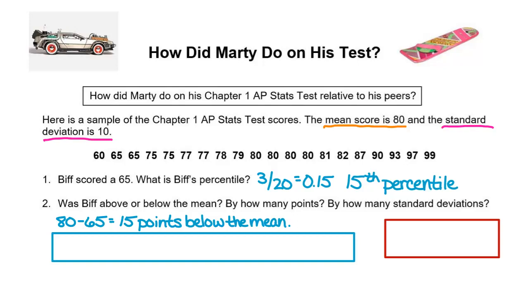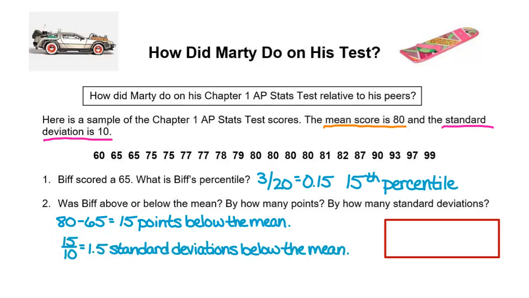How many standard deviations would that be? What'd you say? 1.5. What'd you do? 15 divided by 10. Absolutely. 1.5 standard deviations below the mean. So when I want to know how many standard deviations away they are, it's like I'm coming up with a new ruler that's as big as that standard deviation. I'm seeing how many of those would fit in between the mean and his point. So 1.5 standard deviations below the mean.